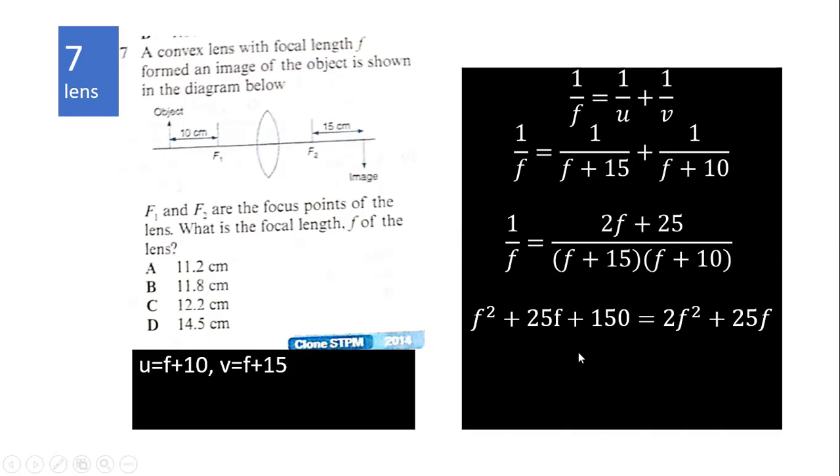Okay, a lot of maths, that's all. Cross multiply. And then expand that. f squared, 15f, 10f is 25f. 15 times 10 is 150. f times 2f, 2f squared. f times 25. Then simplify that. That one goes off. Take this across there. f squared is 150. So f is 12.2 cm.